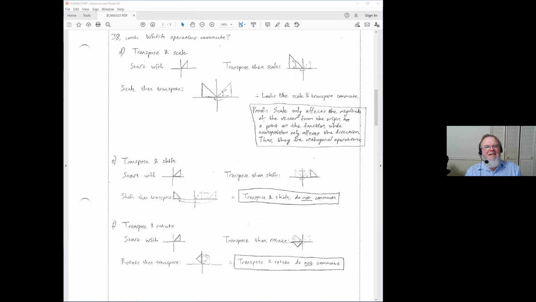Okay, go ahead. All right. So yeah, I got that transpose and scale commute. You transposed in 1 dimension there. And shift. Yeah. Okay. And I got that transpose and rotate do not commute. Okay, now Adam, you got that they do commute? Yes. Okay, let's see if we can tear apart one of the conclusions here.